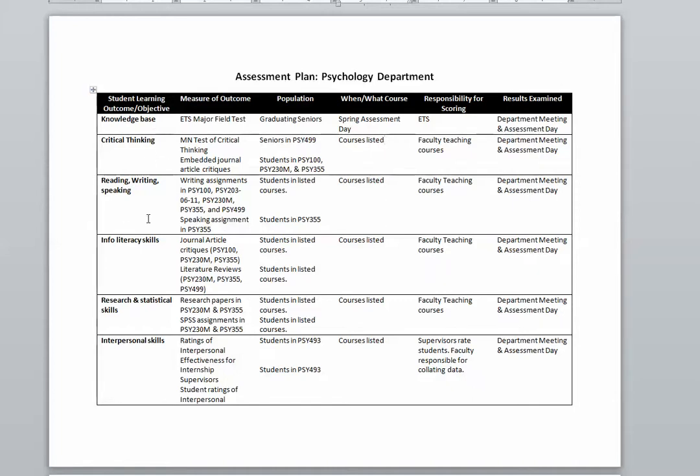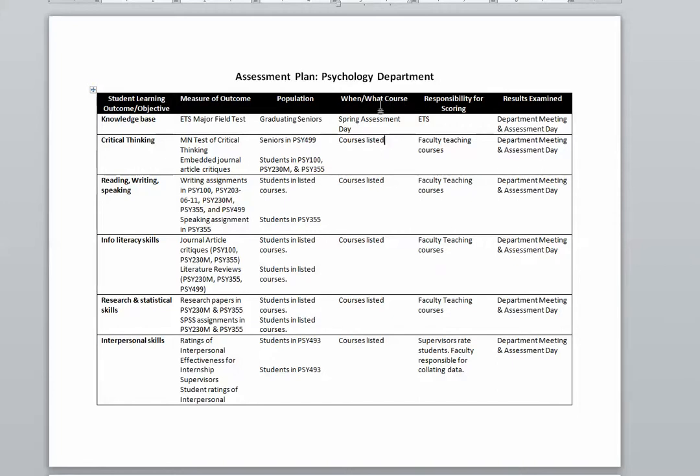So here you'd have your student learning outcome, and hopefully yours will be more succinct, and so you could just have the whole outcome right in there. And then your measure of the outcome, a description of that. So an example here, we've got this knowledge base outcome, and our primary measure of that is the ETS major field test, a standardized test that's done by ETS Corporation, who also does the GRE, the Graduate Record Exam. And then our population for that, who's going to take this. So our graduating seniors take it. When do they take it, or what course do they take it? So in this example, it's a when. They take it during spring assessment day.